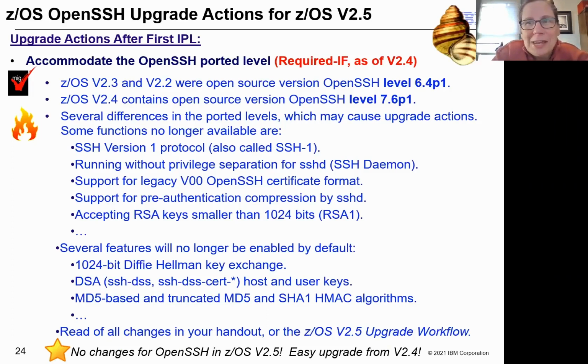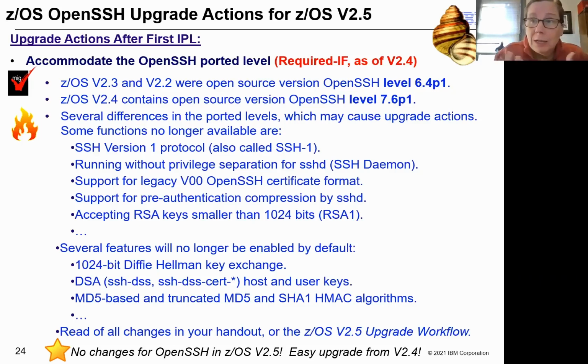OpenSSH, got to include this in any sort of a presentation if you're upgrading from 2.3 to 2.5. This occurred in zOS 2.4 and has given many customers problems. When we port another higher level into zOS, we're really at the mercy of what the open source code has in it. And the idea of always upward compatibility isn't the forefront of their mind. So what happened in zOS 2.4 is we moved from 6.4 P1 into level 7.6 P1 for OpenSSH. And those two ported levels are actually quite significantly different.